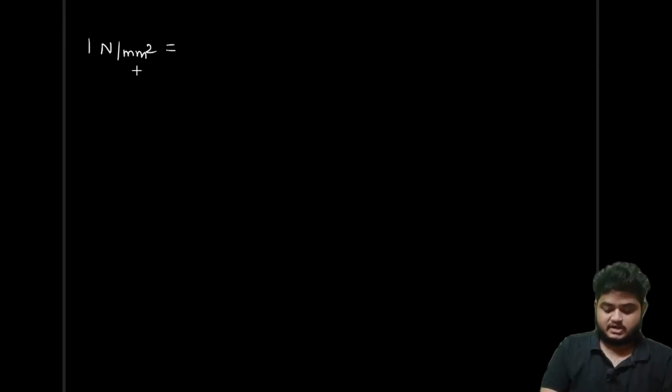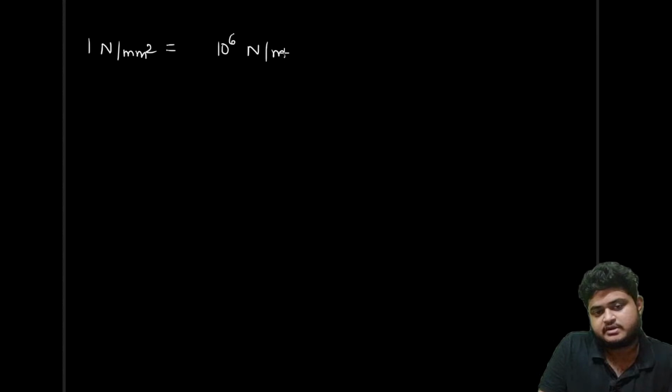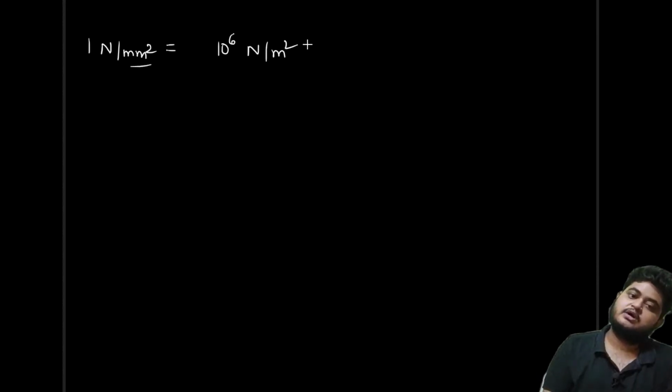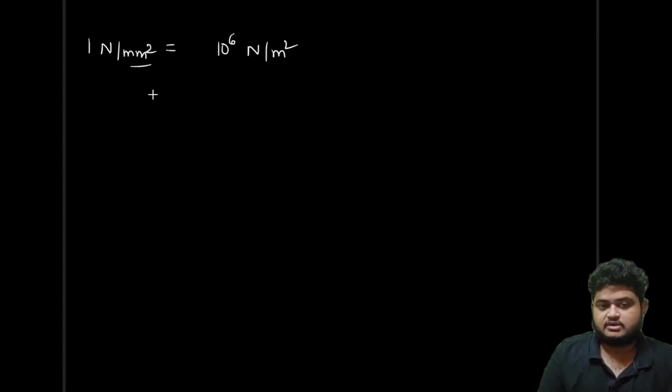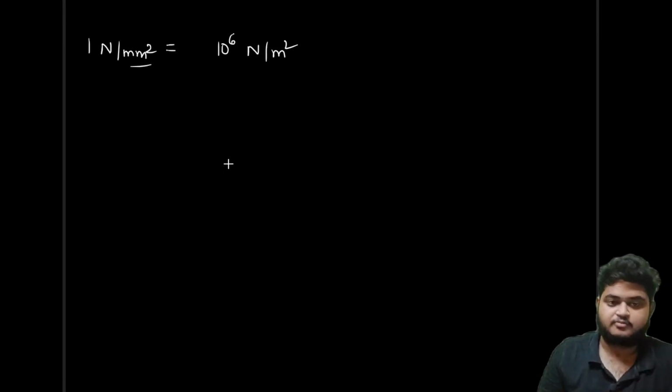Okay, then let us come to 1 Newton per mm square. What is this? 1 Newton per mm square is equal to 10 to the power 6 Newton per meter square. If I convert mm into meter, it will come out as 10 to the power minus 6, and it will go up, right? So it is 10 to the power 6 Newton per meter square.